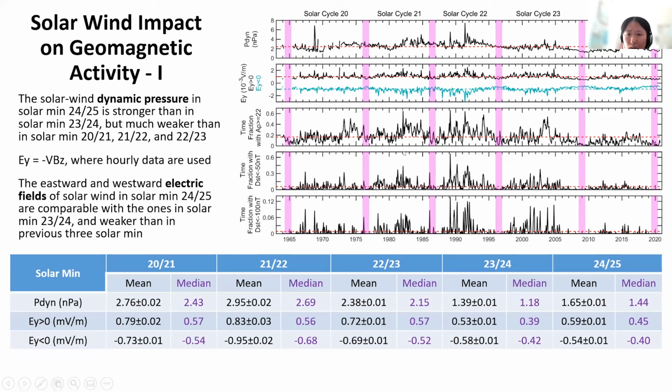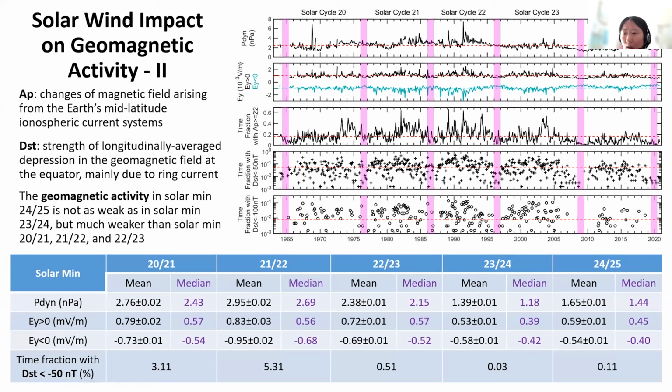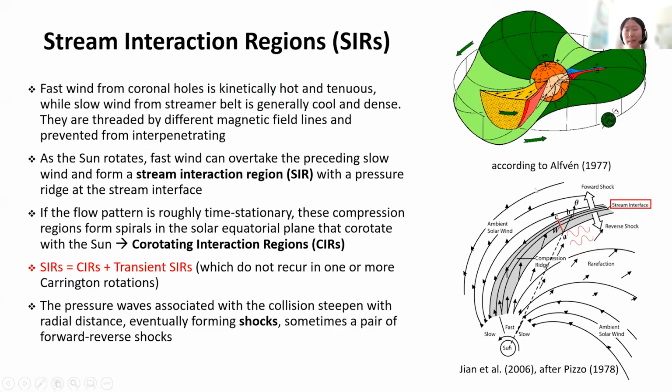And using the hourly data, I checked the time fraction with strong geomagnetic activity. This is Dst minus 50, and this is minus 100 nanoTesla. And if you plot it in log scale, you can see noticeably much weaker activity. In these two minima, they are similar, and this is much less than the former 3. Okay, so that's the general solar wind and the geomagnetic indices.